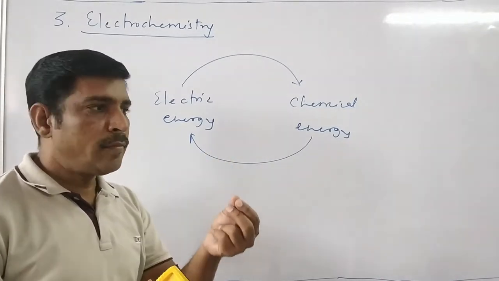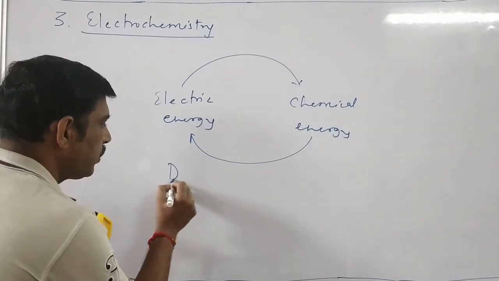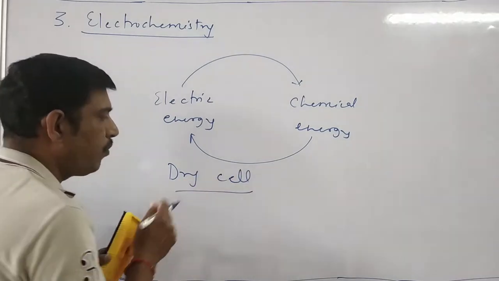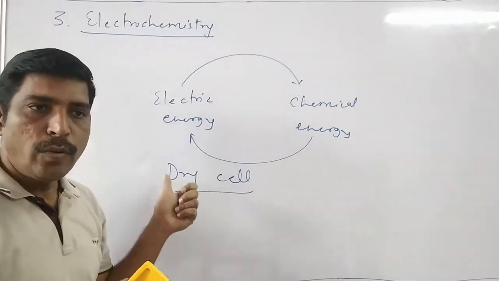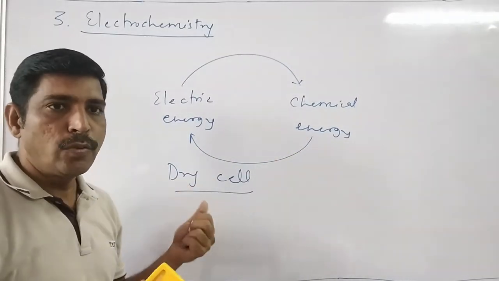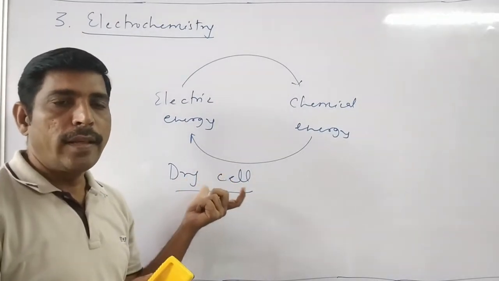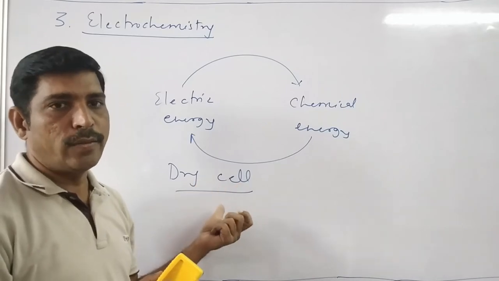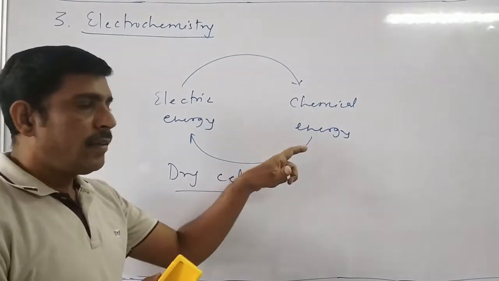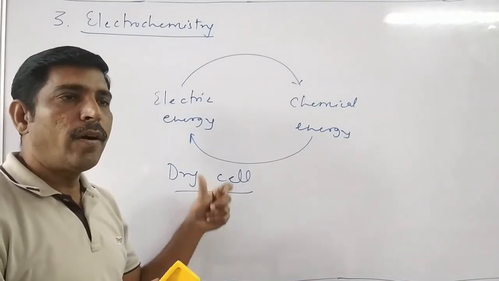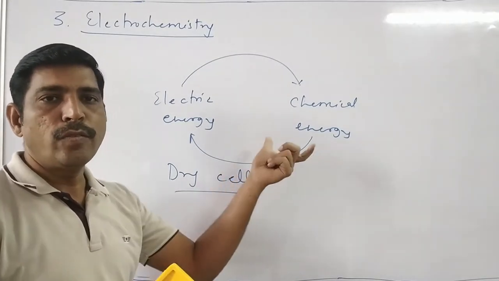Then we are using a very simple device known as the dry cell. Okay, so this dry cell is the best example that deals with the conversion of chemical energy to electric energy, and that electric energy we are used to use in our remote. Then in toys also we use the dry cell, because the chemicals present in it contain chemical energy, and by the spontaneous reaction the electric current is produced, and that is used for different purposes.